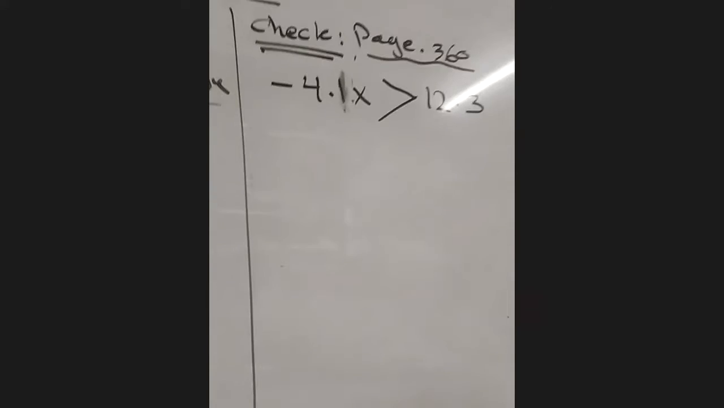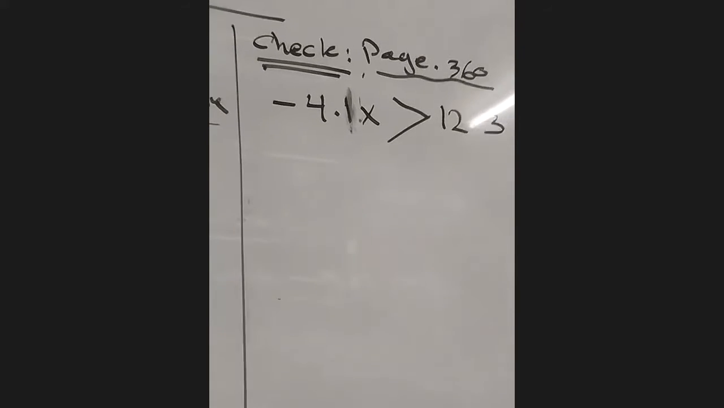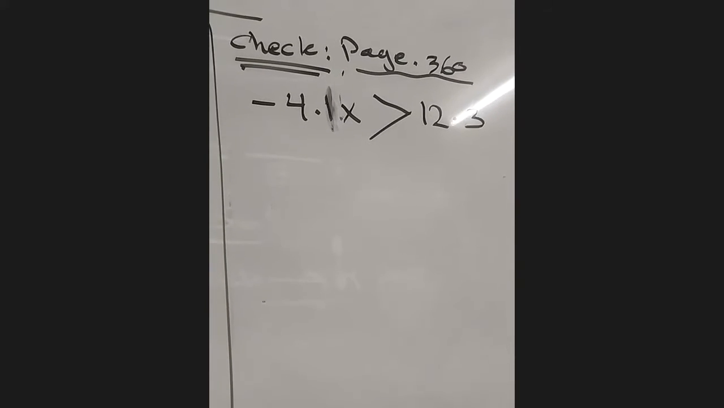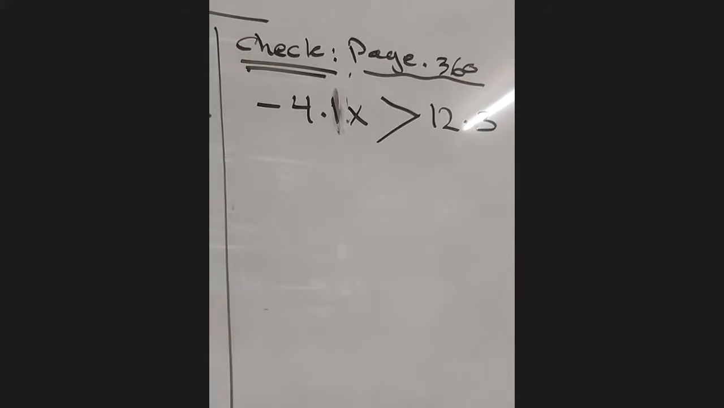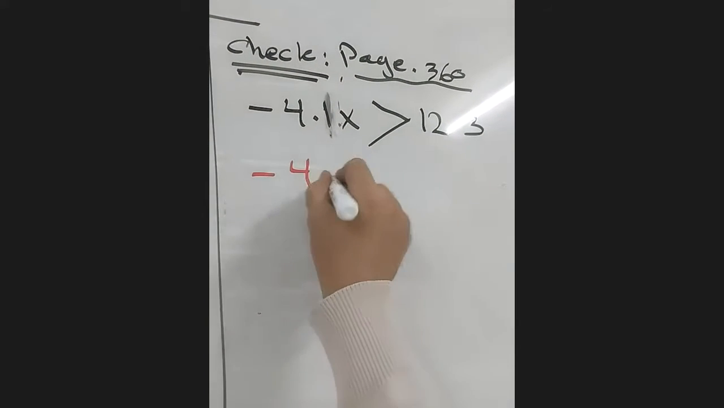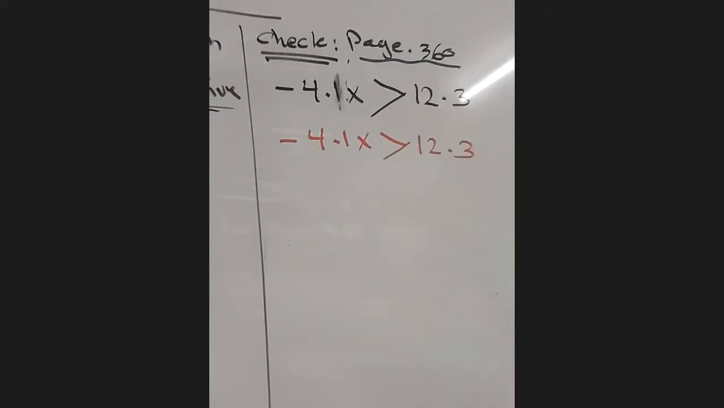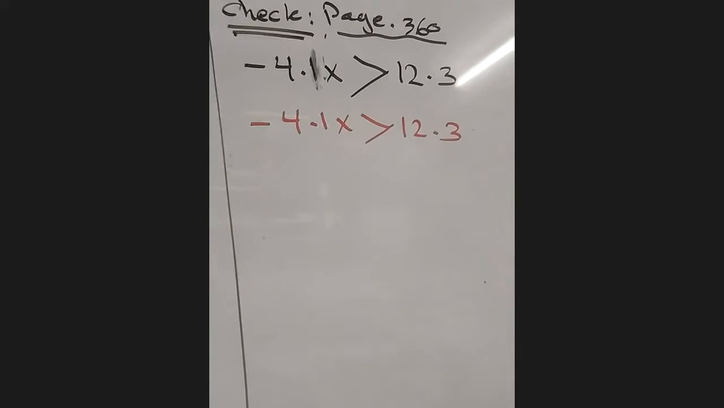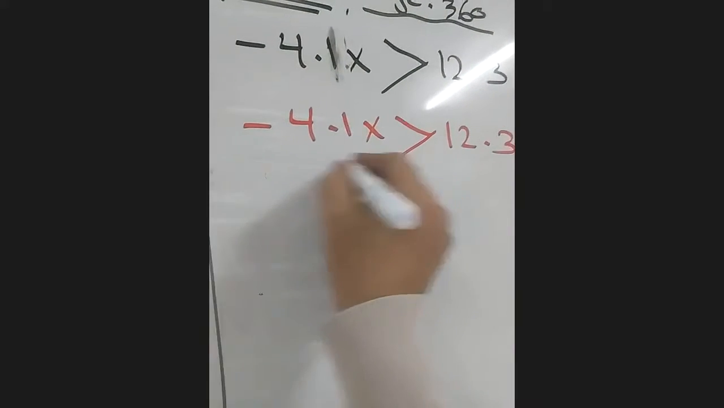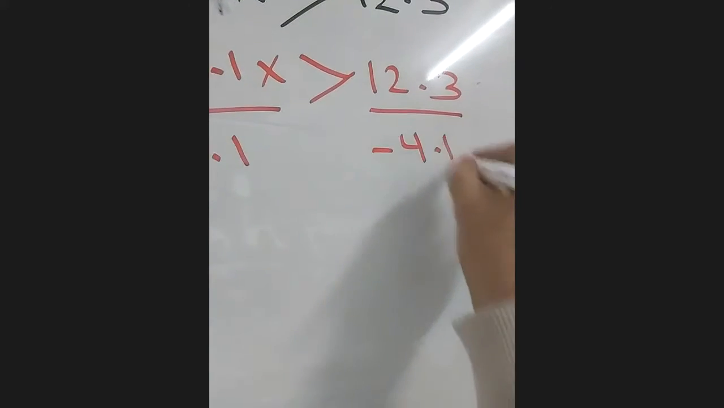Yalla Muhammad, what will I do here to solve this inequality? We rewrite the inequality again: -4.1x greater than 12.3. Then we divide by -4.1 on both sides. Excellent. We divide both sides by -4.1, here and here also.